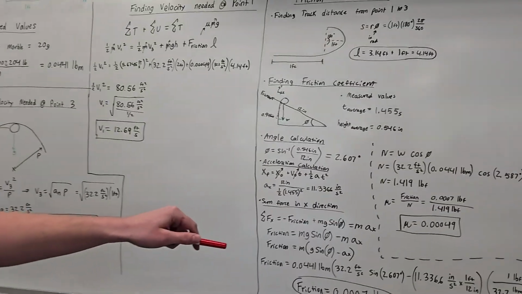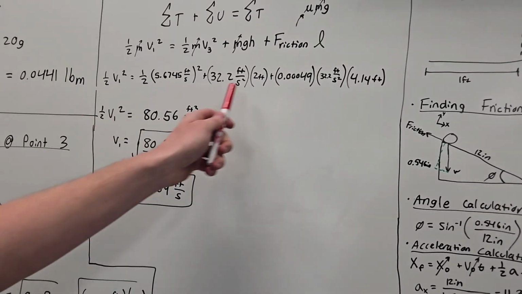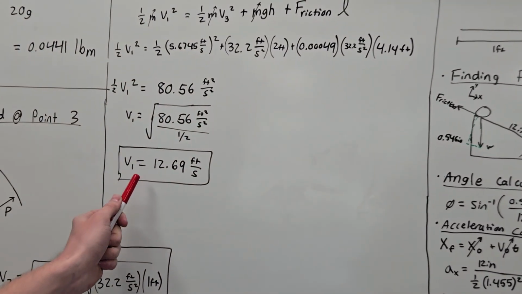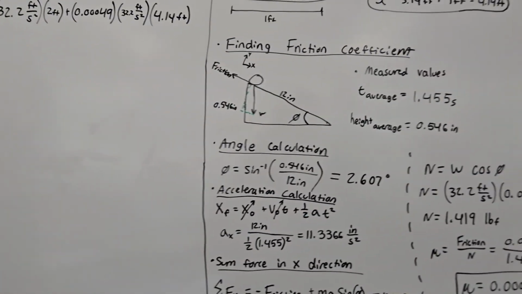Taking that, we could plug that back into this equation, giving us this here, and then we finally found our velocity 1 at 12.69 feet per second.